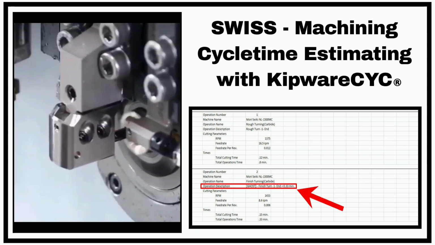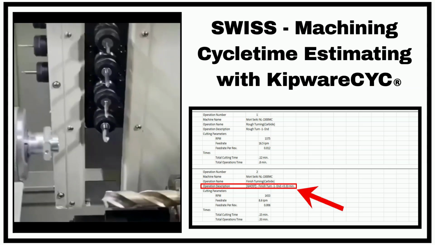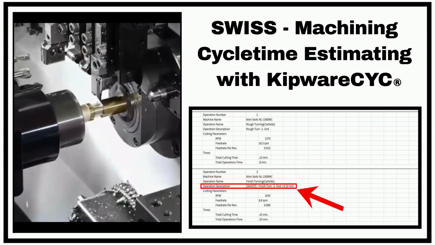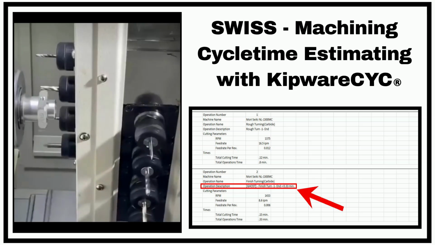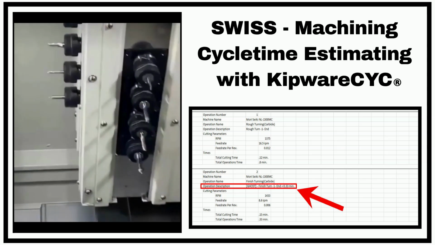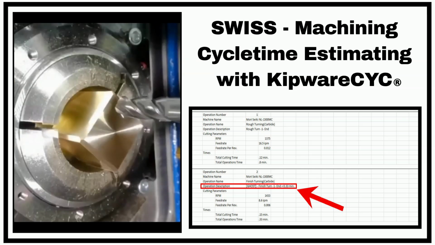Also, when we create our routing sheet in KipwareCYC, these ghosted operations will be labeled, and programming and setup will have a roadmap as to which operations should be machined during other simultaneous operations to match our estimate.